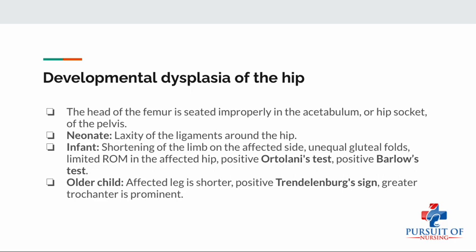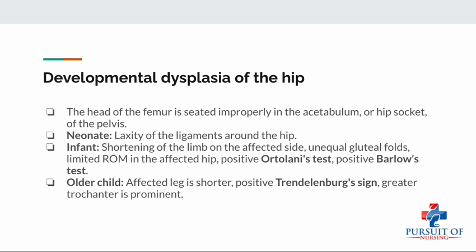An Ortolani's test is when the examiner abducts the thigh and then applies gentle pressure forward and over the greater trochanter. A positive Ortolani's test is a clicking sensation, which indicates that the femoral head is dislocated. Whereas with a Barlow's test, the examiner is going to adduct the hips and apply gentle pressure down and back with the thumbs. A positive Barlow's test is when the examiner can feel the femoral head move out of the hip socket.